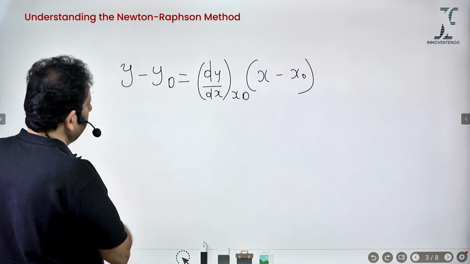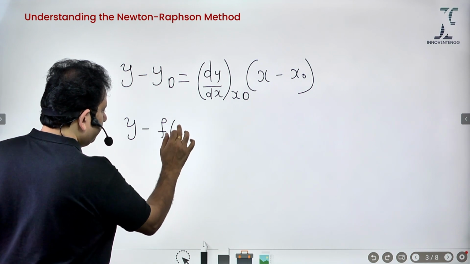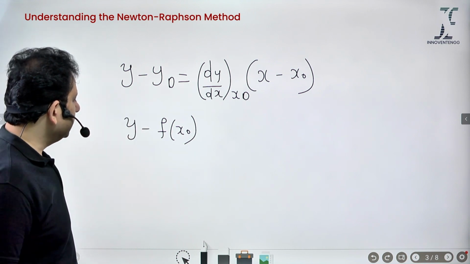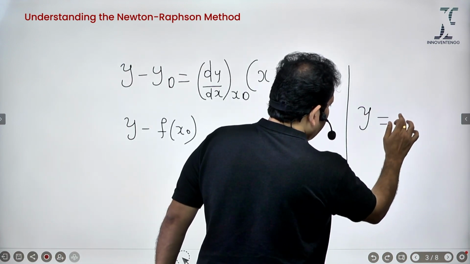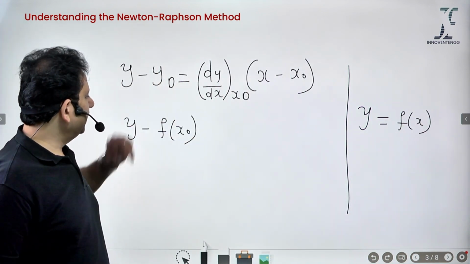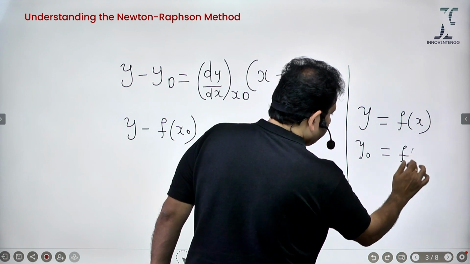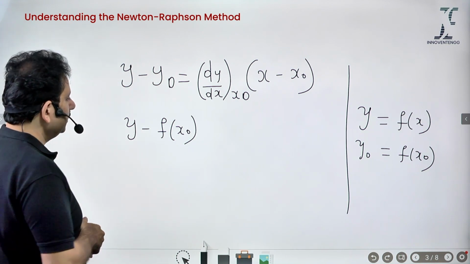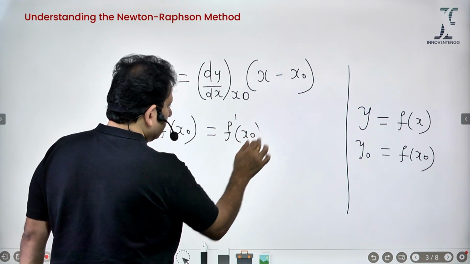So now I can replace this by another set of symbols. Can I say this as f of x0? Because it is the value of the function at the initial guess, remember, because y is always equal to f of x. And if I say my initial guess is y0, then that obviously must be equal to f of x0. Y is assumed to be an explicit function of x, right? So that is equal to, now can I write this as f dash of x naught.